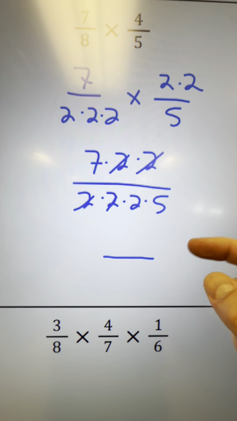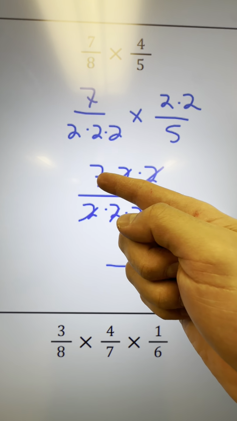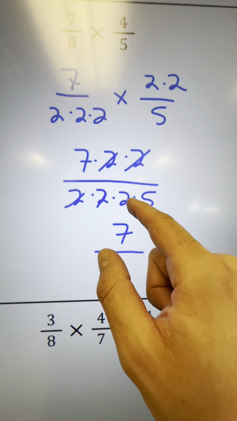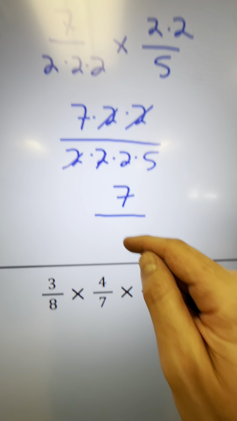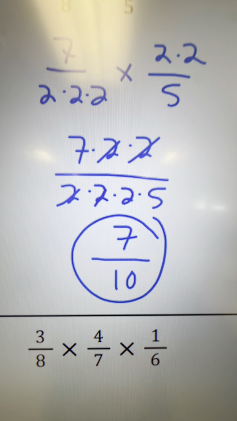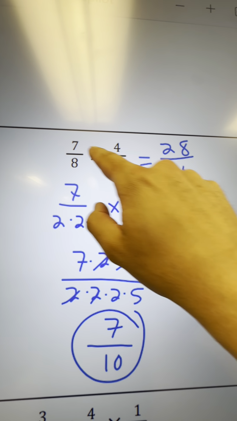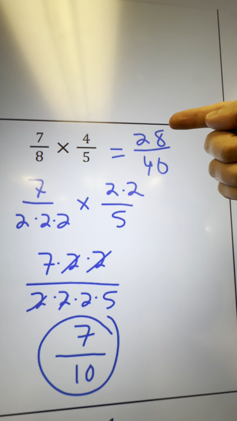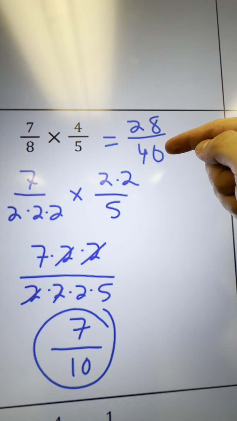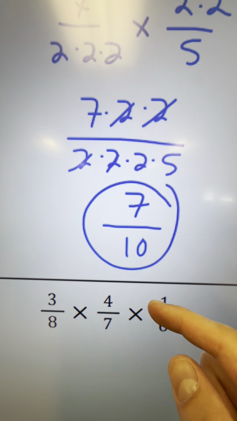So once you get to that point, just write down what's left. We have a 7 up top, so I'll write that down for my numerator. My denominator, I have a 2 times 5. So if you do have more than one number, just multiply them together, and then you write your final answer. In this case, it's 10. So 7/10 is my final answer. So if you look up here, if I multiply across, this is the correct answer, 28/40. But most likely you're going to be asked to simplify your answers. So when you simplify 28/40, it actually comes out to be 7/10.